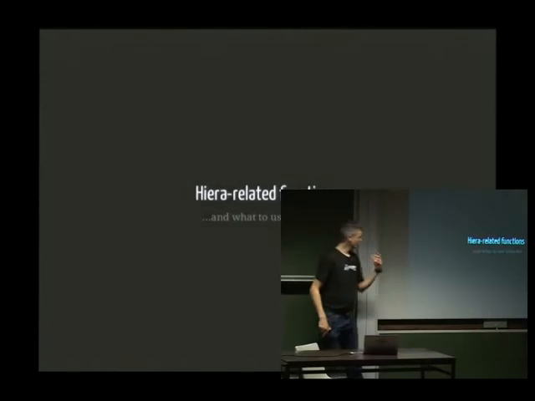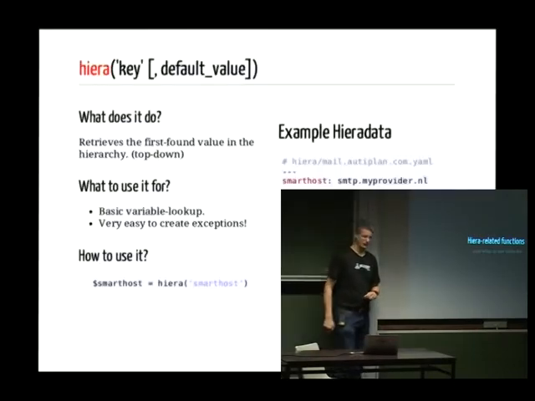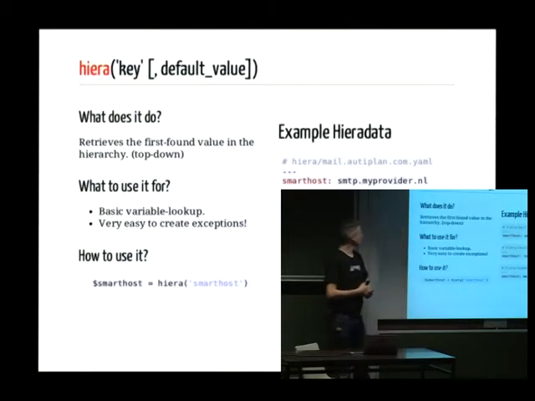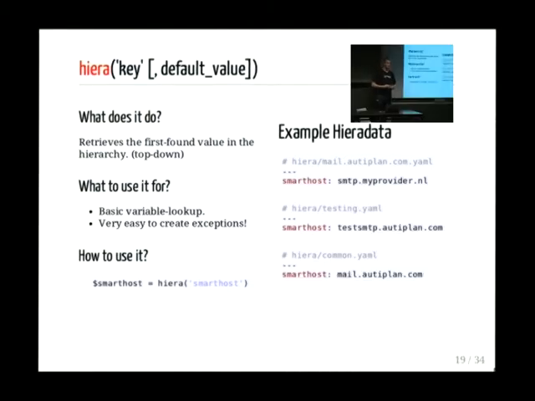Okay, so a few functions that are related to Hiera. We've seen this one before. It's the regular Hiera call. First parameter is the key that it needs to look up. You can also specify a default value. And so if the key cannot be found in Hiera, it will return that value instead of providing an error message.